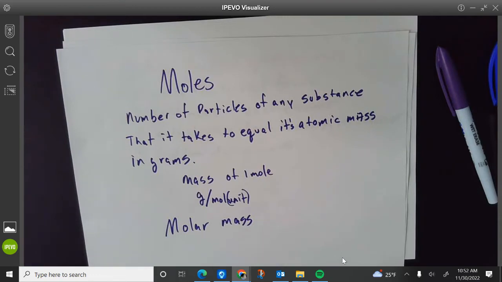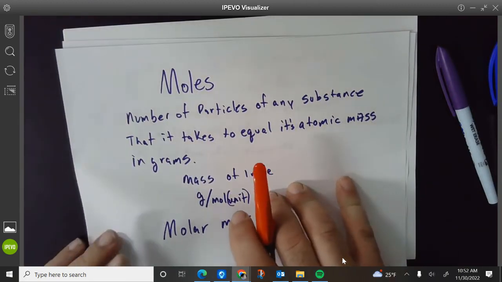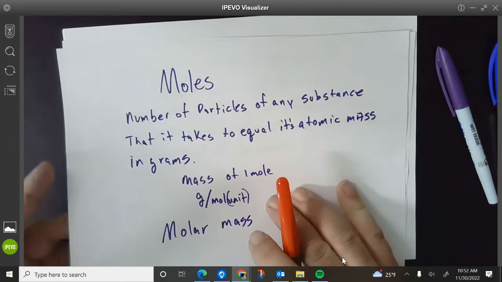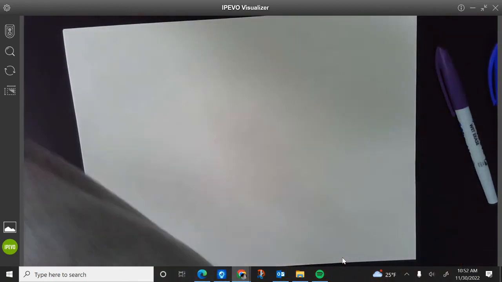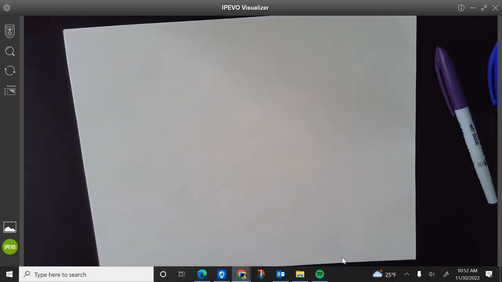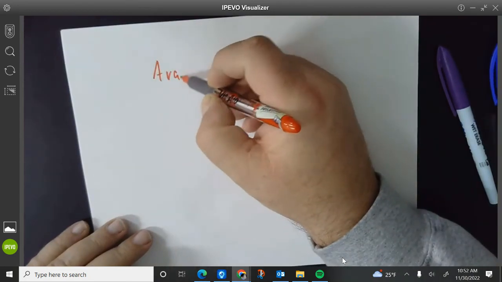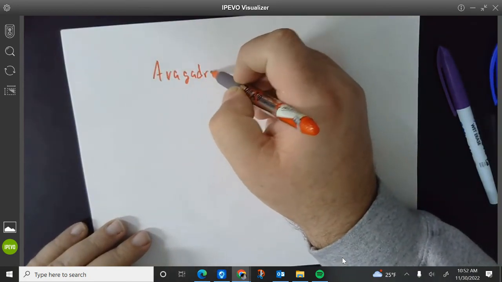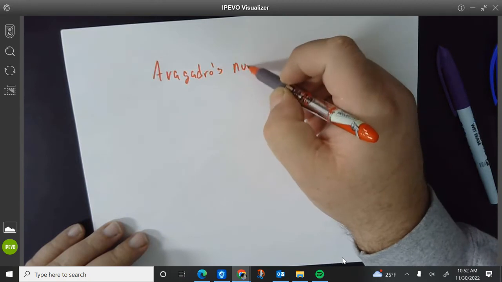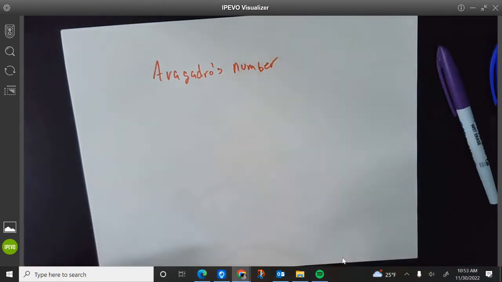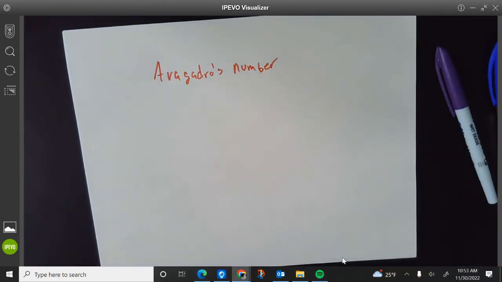So, what is this big old number that I'm telling you about that you need to know that will help you to understand how many particles it takes for a substance to equal its molar mass, equal its atomic mass in grams? This number is called Avogadro's number. And you're going to get absolutely sick of seeing this number. Okay? And maybe I can even make you sick of hearing it if I play the mole song for you.